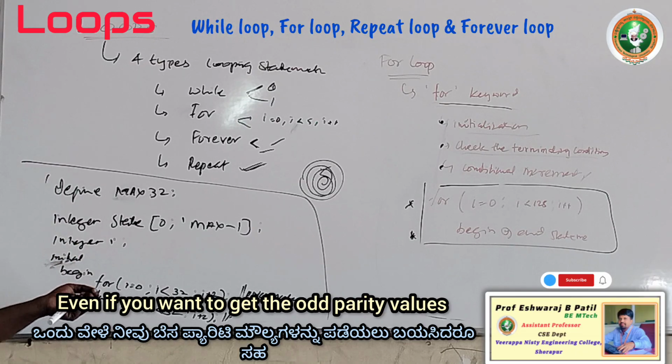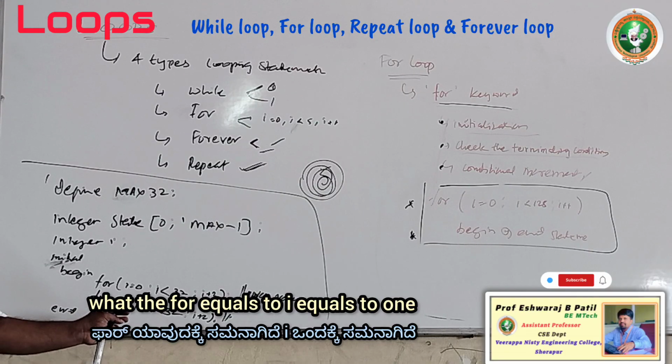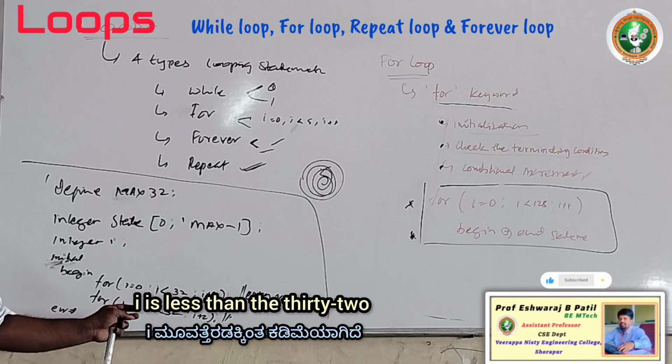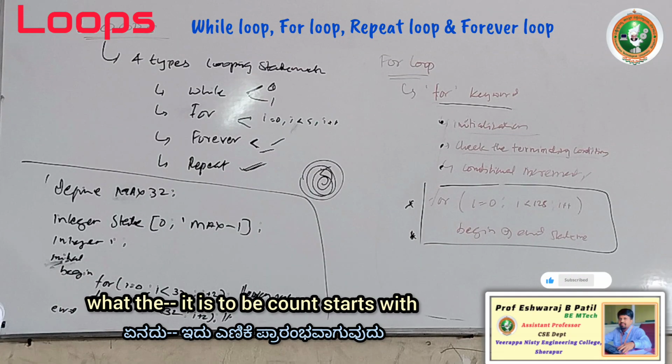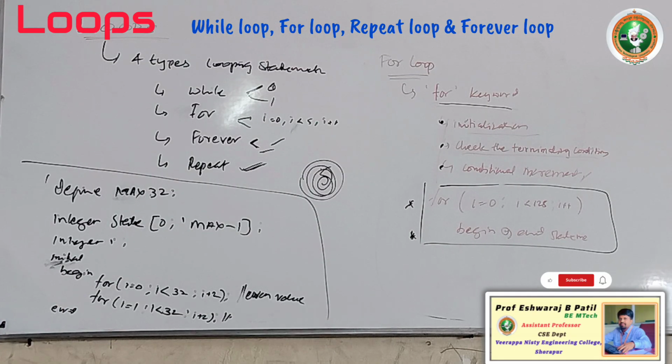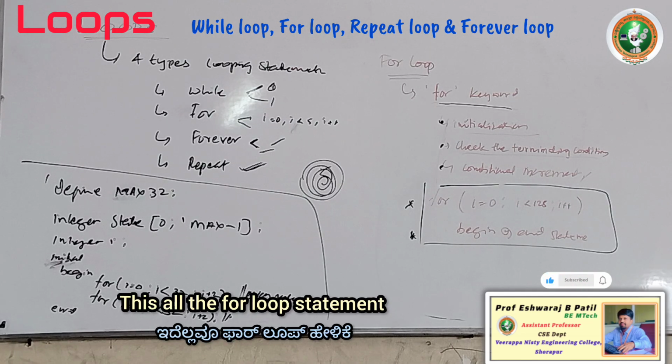If you want to get the odd parity values, then I go with for I equals 1, I is less than 32, I plus 2. It means the count starts with 1. 1 plus 2 is how much? 3. 3 plus 2 is how much? 5. We'll get the odd values also. This was the for loop statement.